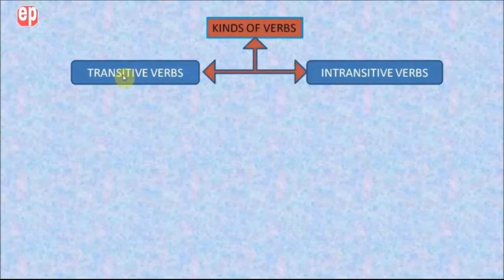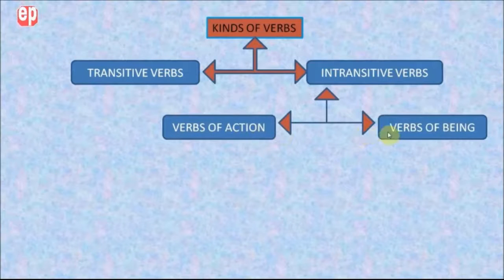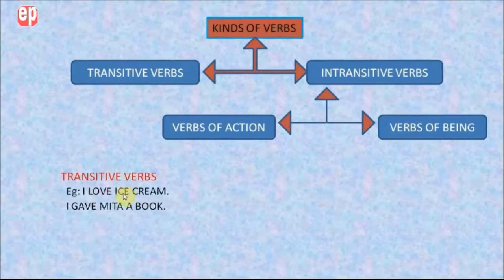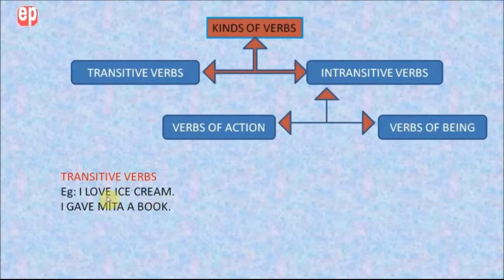Now let's quickly look at the kinds of verbs. There are two kinds of verbs, transitive verbs and intransitive verbs. And again, intransitive verbs have two types, verbs of action and verbs of being. Let us first of all understand transitive verb. Let's try to understand transitive verb through examples. I love ice cream. The noun ice cream completes the meaning of the verb love. Therefore, the noun ice cream is the object of the verb love in this sentence.